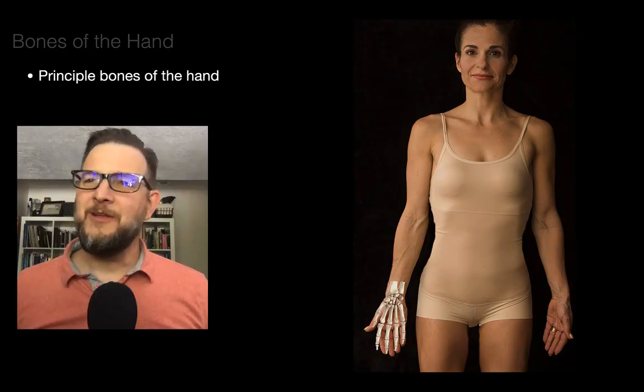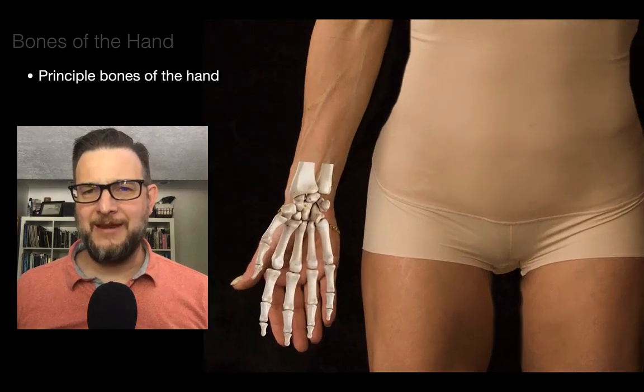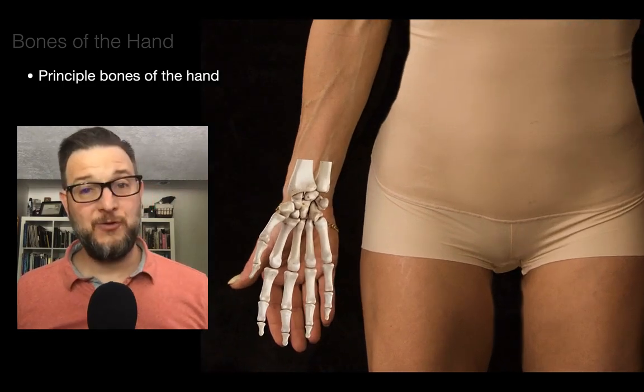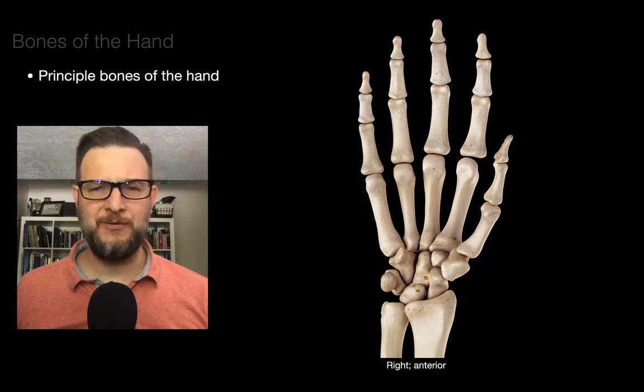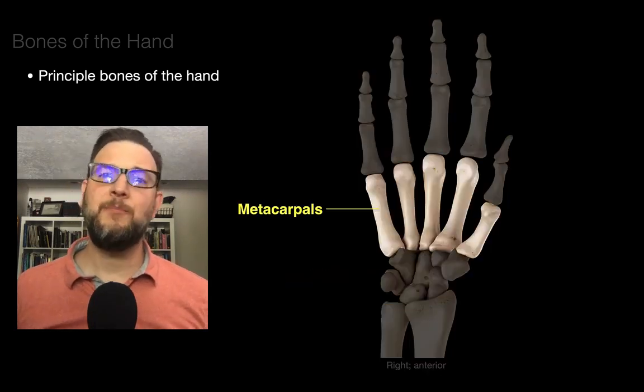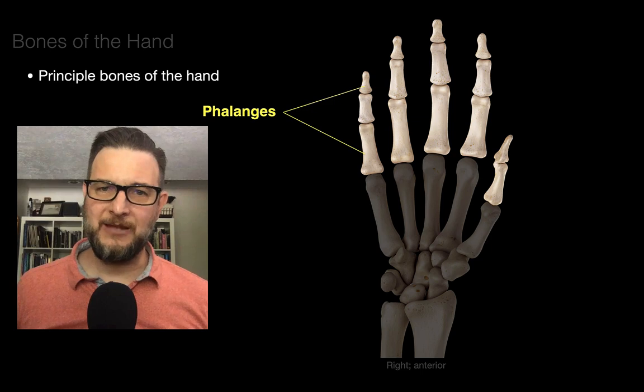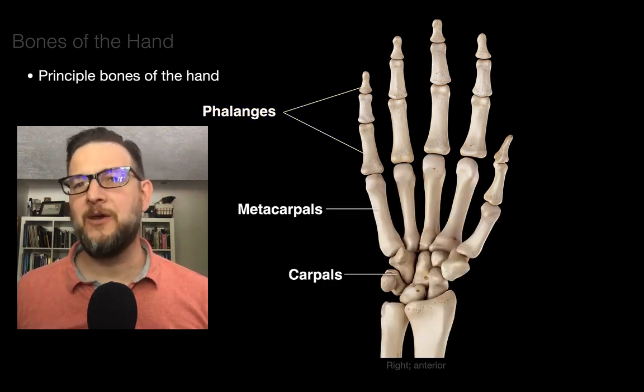So to begin with, let's talk about the principal bones of the hand. If we zoom in on this anterior view of the hand on the right side, and we're going to spin it to make it easier to look at these bones. Those bones consist of the carpals, the metacarpals, and the phalanges. And we're going to go through each one of these one by one.